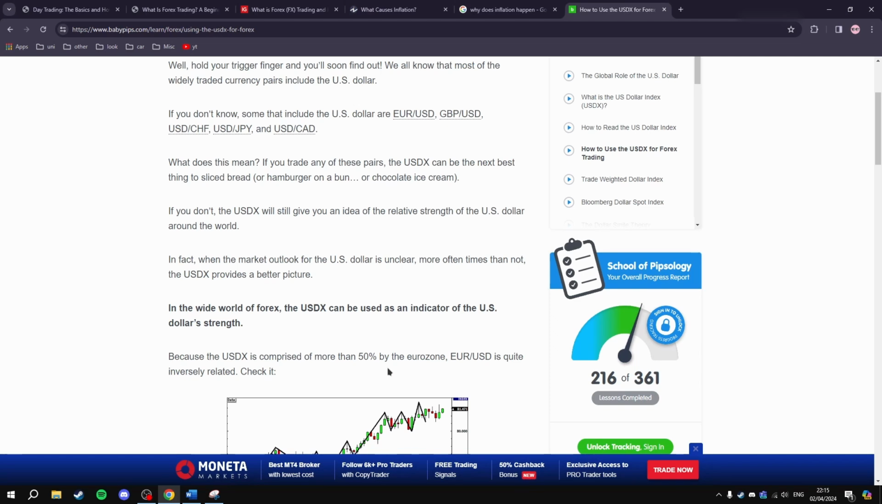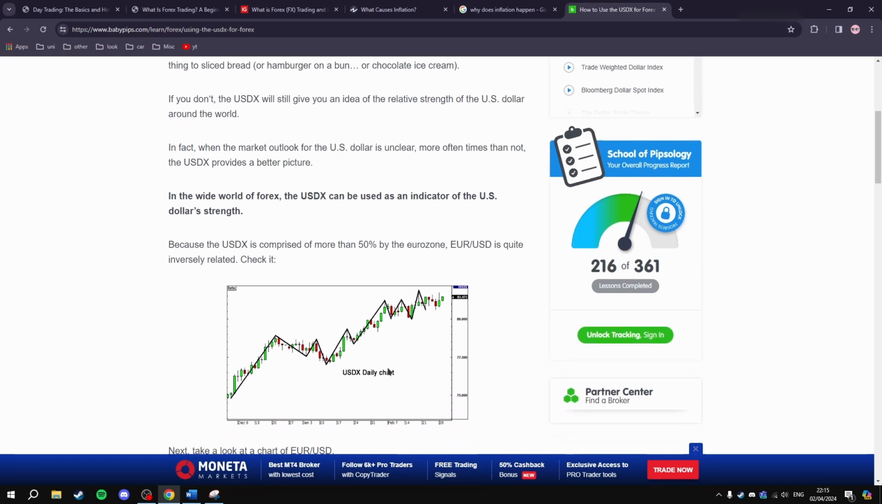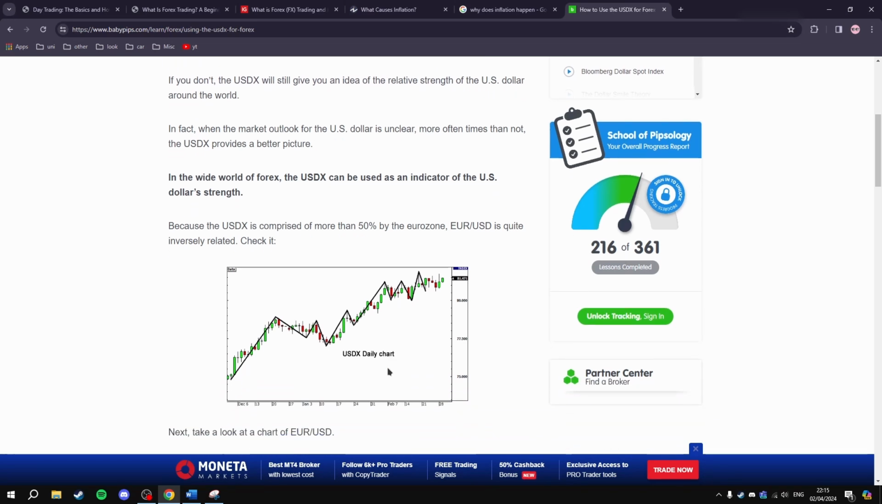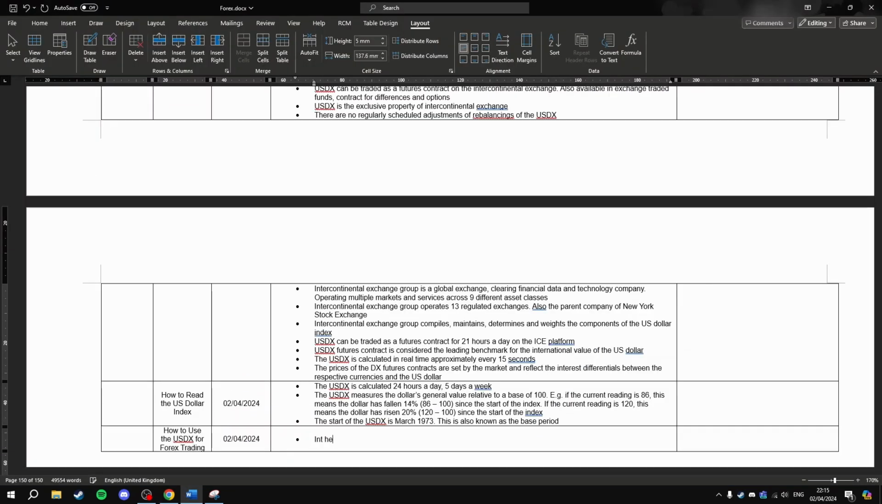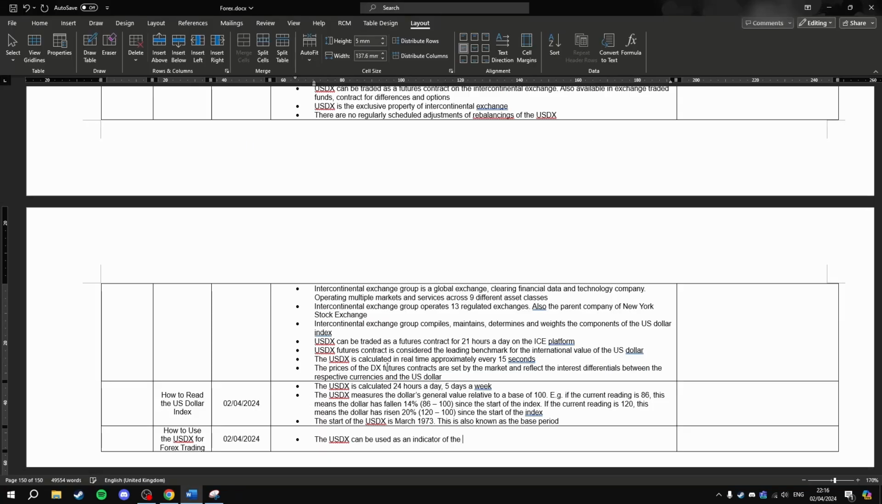If you don't, the USDX will still give you an idea of the relative strength of the US dollar around the world. In fact, when the market outlook for the US dollar is unclear, more often than not the USDX provides a better picture. In the wide world of Forex, the USDX can be used as an indicator of the US dollar's strength.